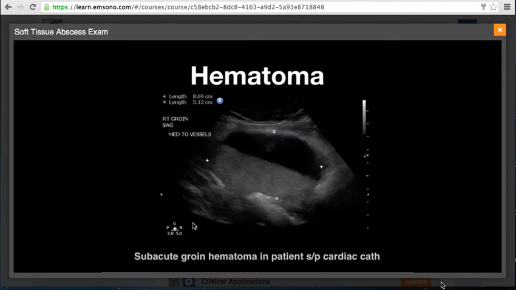Here's a patient who has a subacute groin hematoma, status post-cardiac cath. The patient was afebrile, had no white count, and if you look here, you can see layering of the red blood cells in this hematoma here. However, in a patient who you were suspicious for infection, that they were febrile, may have a high white count, you could look at these findings completely differently.